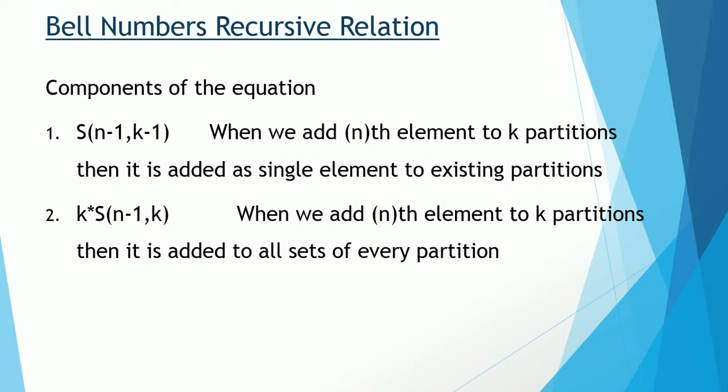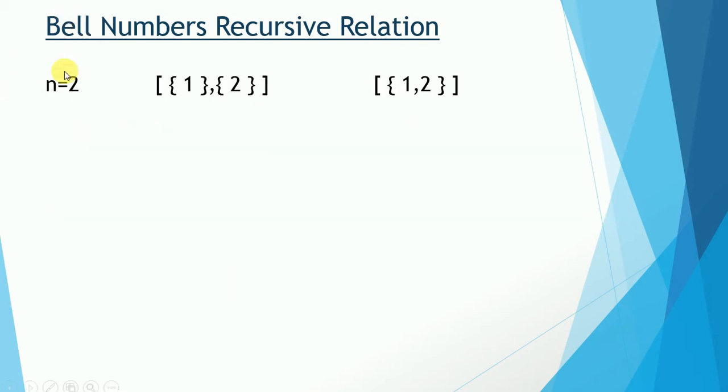Now let's study these components using an example. As you can see, when n is equal to 2, there are two ways to partition two integers. So there are two integers in a set, and there are two ways to partition them. This is the first way, when we are breaking them down into two partitions over here, and this is the second way, when we are keeping them together in a single partition. Now, using those two components, let's determine the number of ways for n equal to 3.